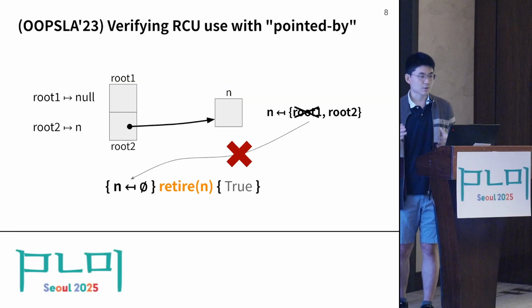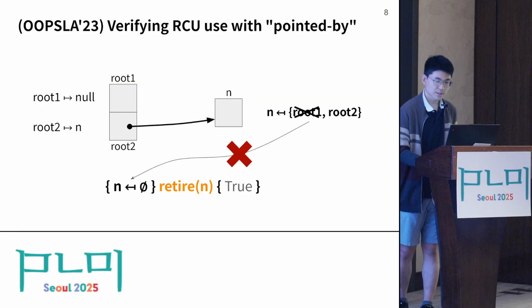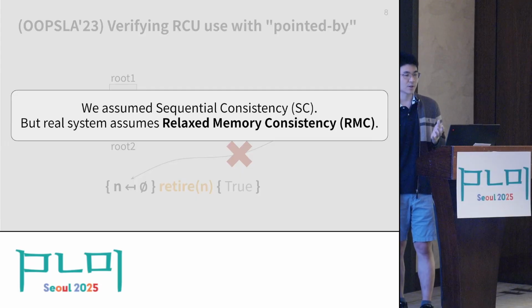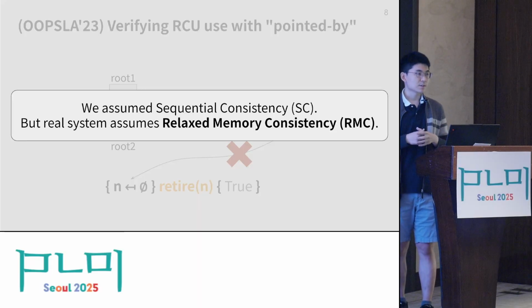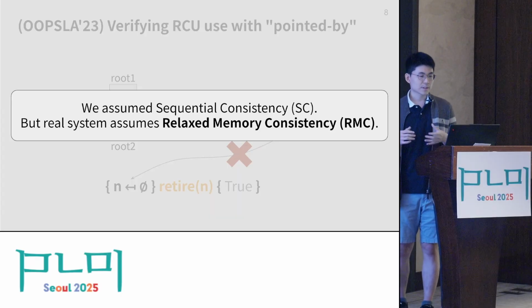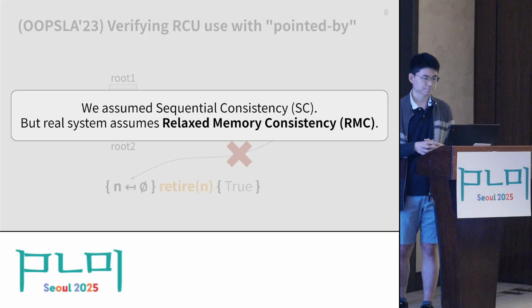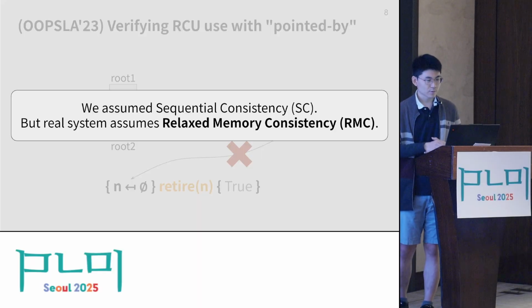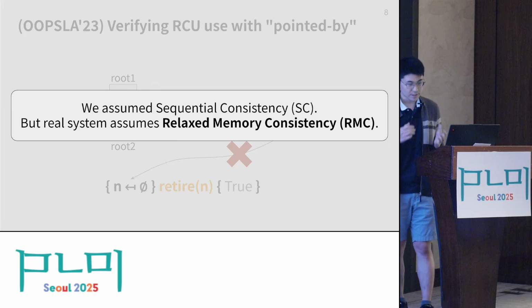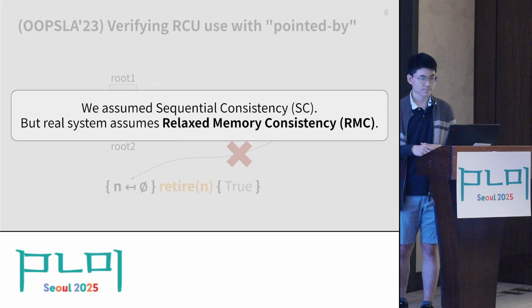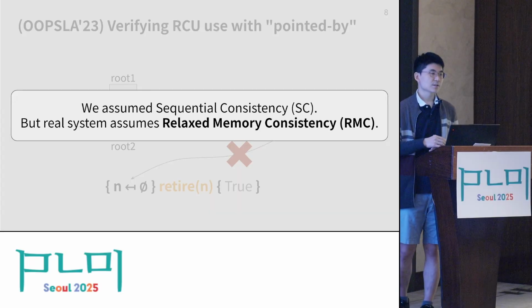So our verification worked pretty well, but the limitation is that we assume the sequentially consistent memory model, or simply SC. In SC, memory operations are strictly ordered. But the problem is that modern processors and compilers don't provide SC by default because SC incurs a lot of overhead. For maximum performance, they use relaxed memory consistency, or RMC. But RMC has serious implications for our verification method.